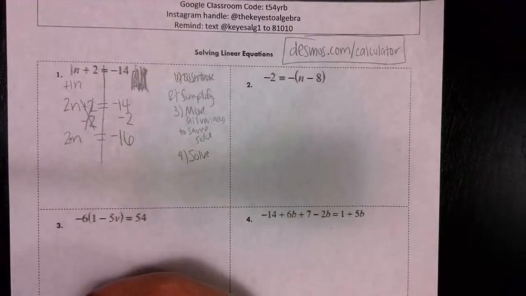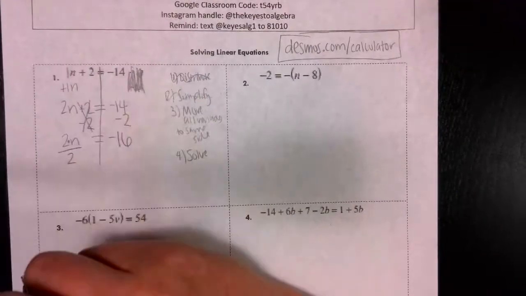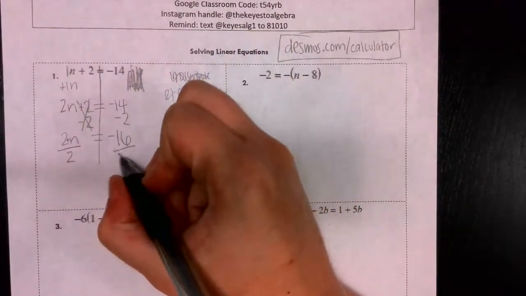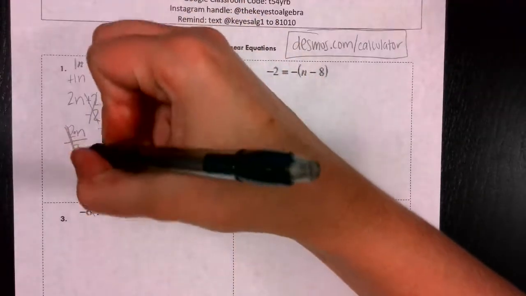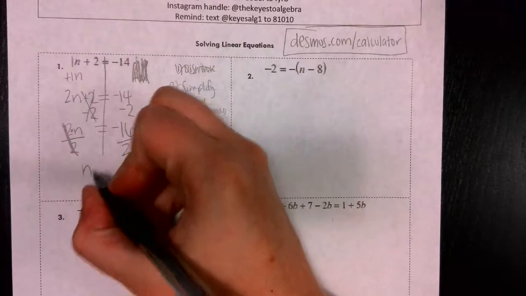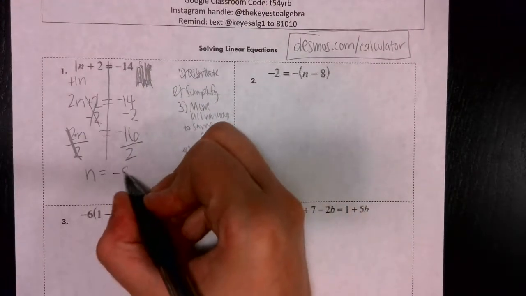So the opposite of 2 times n is going to be dividing by 2, and if I do it to one side, I have to do it to the other. 2 divided by 2 gives me 1. Those are going to cancel out, so I have n equals, what's negative 16 divided by 2? That gives me a negative 8.